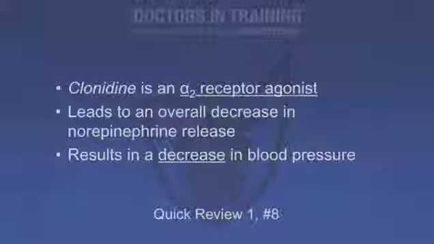Next, explain the mechanism of action of clonidine. So clonidine is an alpha-2 receptor agonist. So stimulation of alpha-2 leads to an overall decrease in norepinephrine release, and less norepinephrine results in a decrease in blood pressure. And that's the end of the quick review.